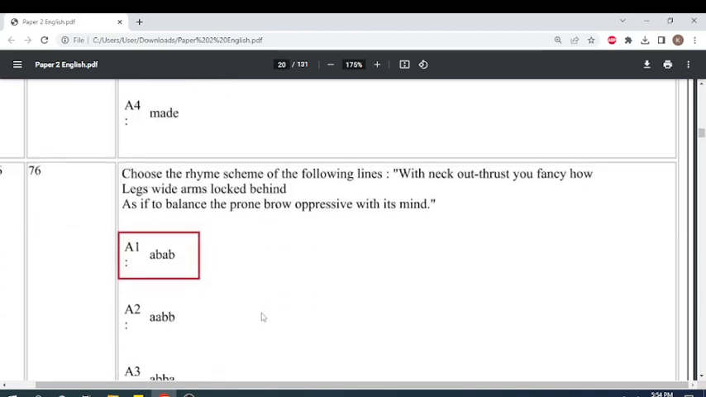76. Choose the rhyme scheme of the following lines. With neck out thrust, you fancy how left's wide arms looked behind, as if to balance the prone brow oppressive with its mind. Answer A1, AB, AB.